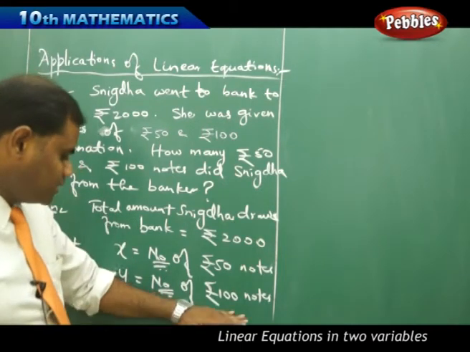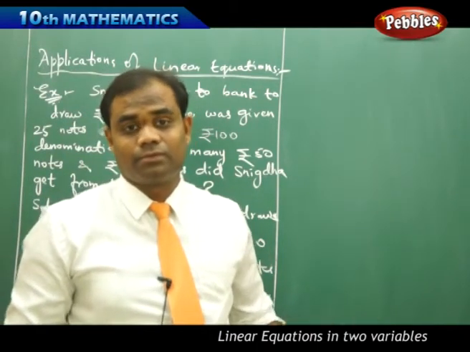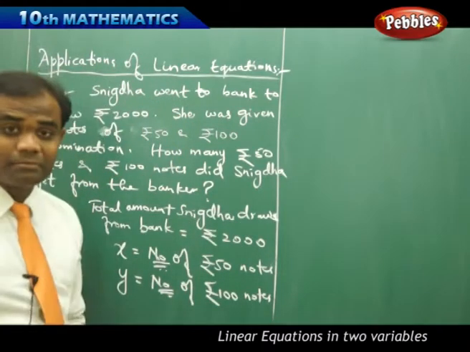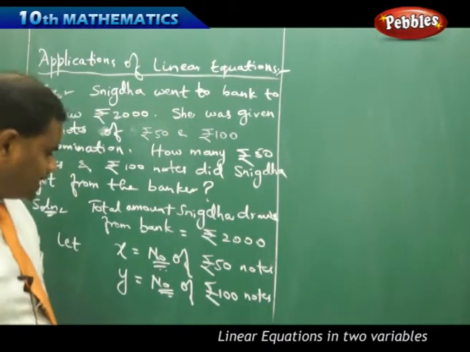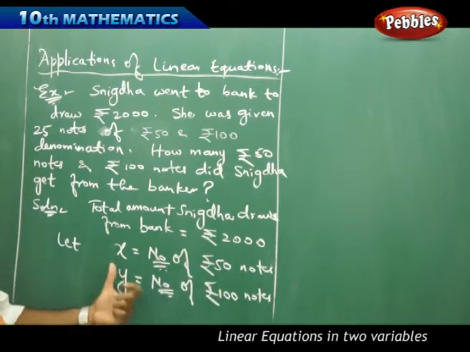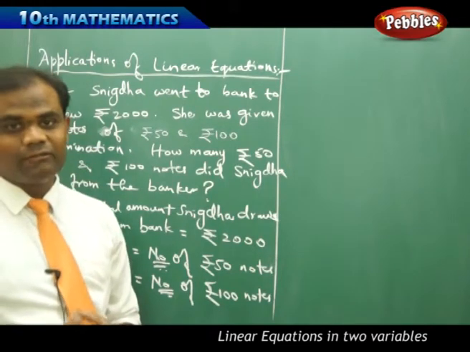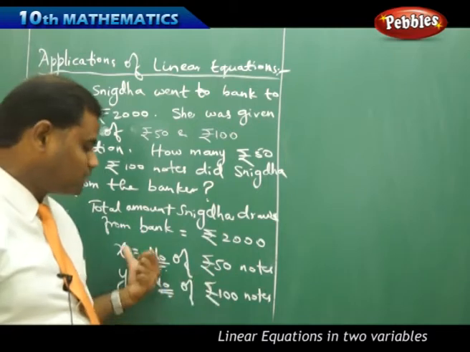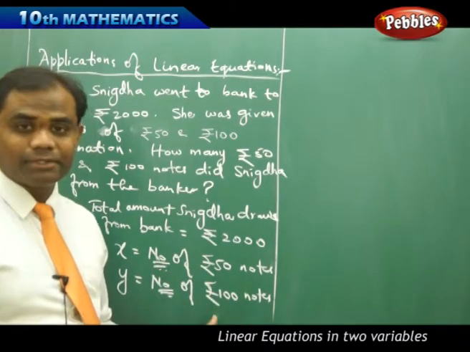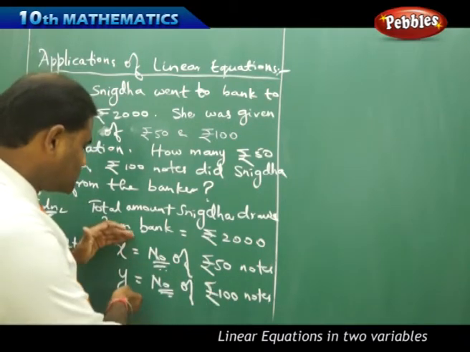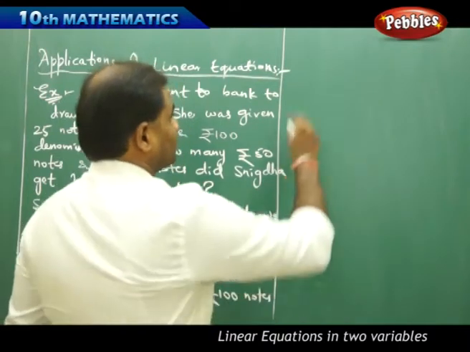So here my destination is to find X and Y, which is nothing but finding the solution of the linear equations L1 and L2. So let's see how we can frame the linear equations L1 and L2 using the given conditions. Now clearly, the number of 50 rupee notes is X and the number of 100 rupee notes is Y. So totally, Snigdha is getting 25 notes from the banker, which makes me understand that X plus Y is equal to 25, because the only notes she is getting are 50 denomination and 100 denomination. Therefore, the sum of these must be equal to 25, the total number of notes she is receiving from the banker.